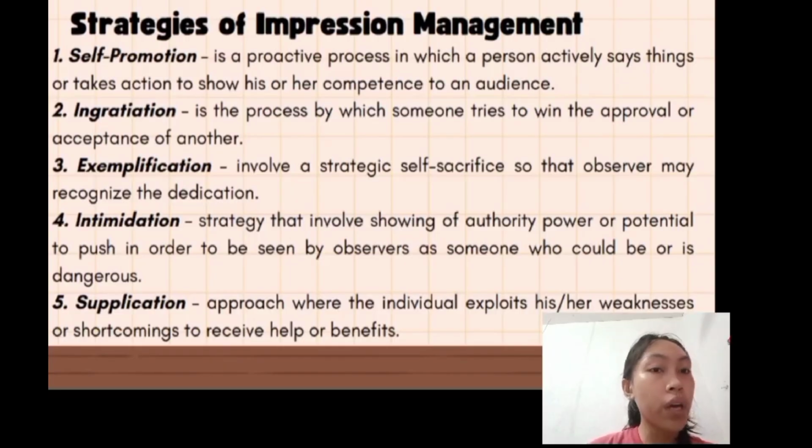It's about showing hard work, honesty, and a strong value so that others see you as responsible and admirable.